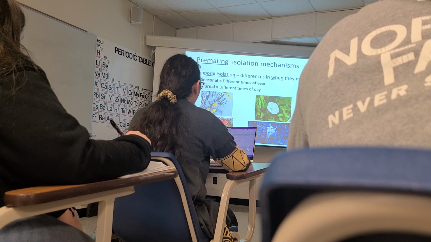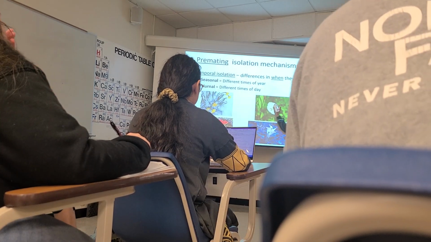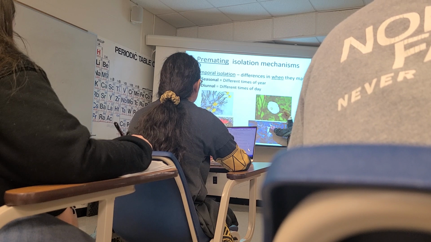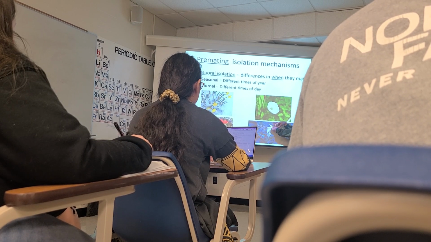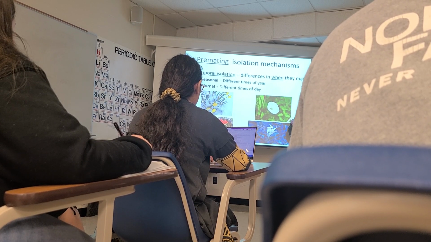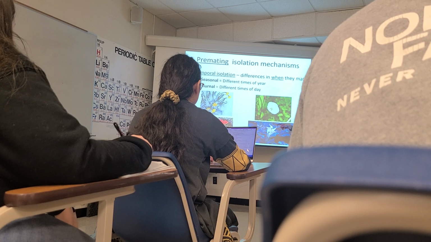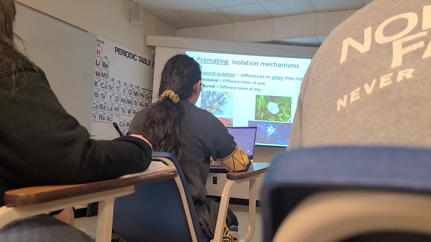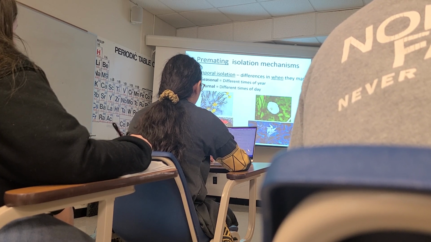So if your flower is open and pollinators are coming to it, when this other flower is closed during the daytime, even if a pollinator tried to come over to this flower, it's not accepting any pollen because it's closed up. And the same thing applies at nighttime. It would just be reversed in that case. So they can't mate with each other because of temporal differences in when they mate.